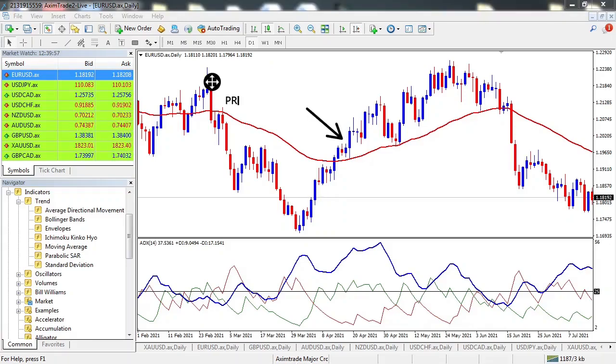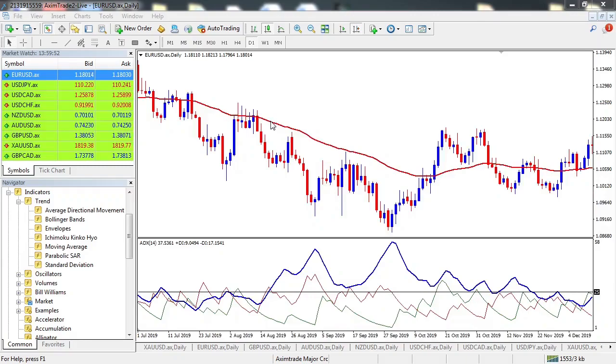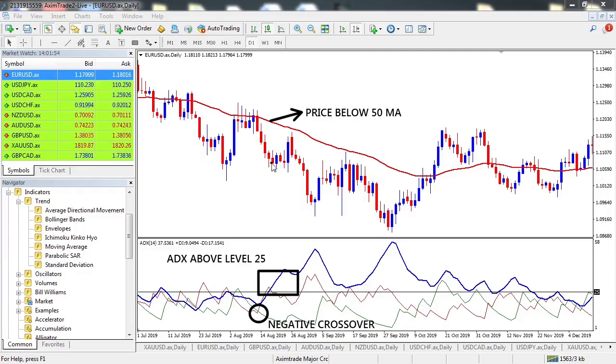For example, if the price is above the 50-period moving average and the ADX is above 25, always look for a buy signal when the positive directional moving index crosses over the negative directional moving index from below. Similarly, if the price is below the 50-period moving average and the ADX is above 25, always look for a sell signal when the positive directional moving index crosses over the negative directional moving index from above. Here are a few examples of ADX combination signals.